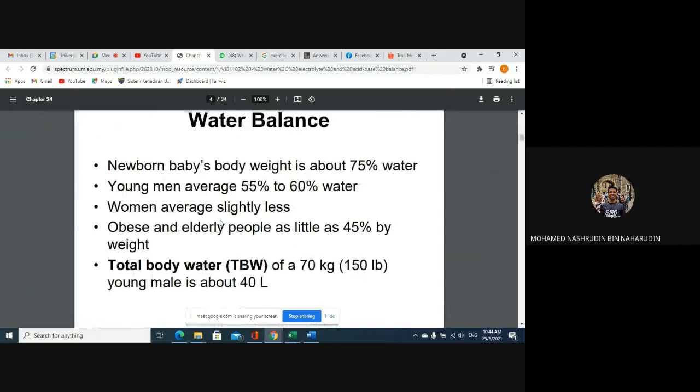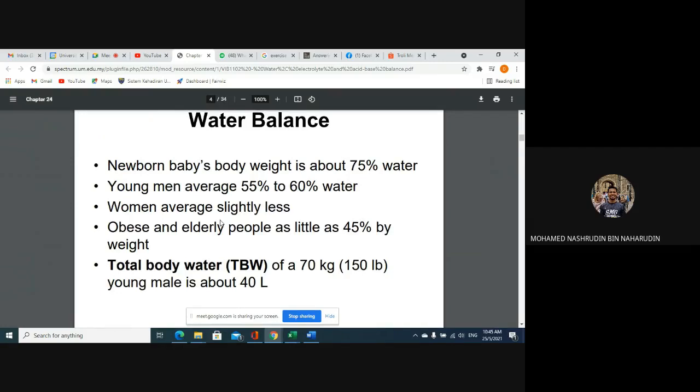So newborn body weight is about 75% water. This is what I mentioned. But when you are small, of course, your proportion of water is higher compared to adults. When you're an adult, your bone is a bit more dense, same goes with your other tissues of the body. So the proportion of water in your body is a little bit lesser compared to when you're an infant.